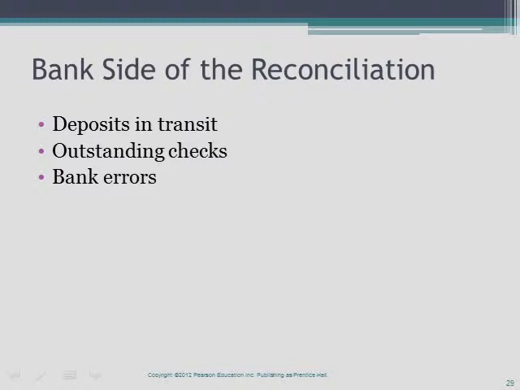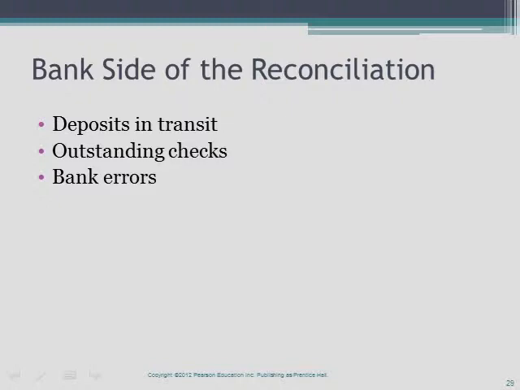So here are some items that appear in a bank reconciliation. They are all caused by differences between the bank balance and the book balance. Items to show on the bank side of the bank reconciliation include deposits in transit or outstanding deposits. You've recorded these deposits in the general ledger, but the bank has not cleared the deposit yet through your bank, so that creates a difference.